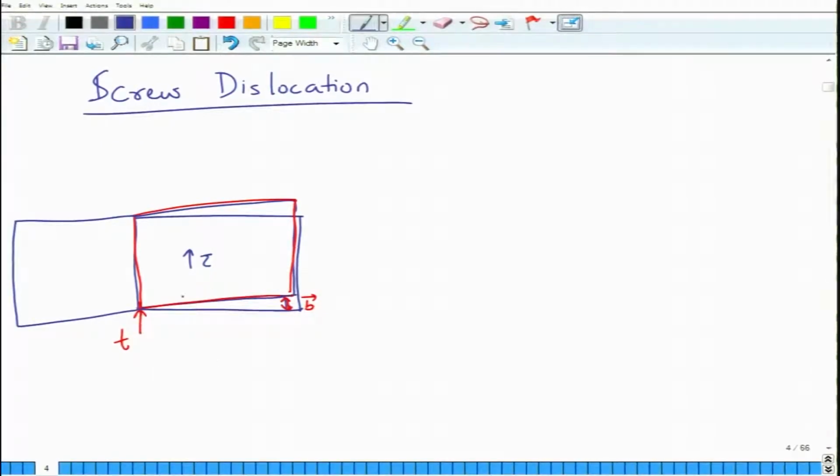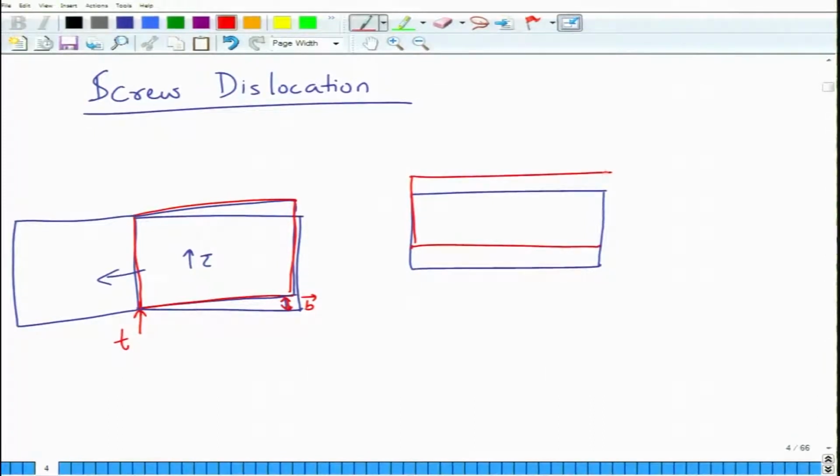So when you apply stress, this dislocation line will move in this direction, okay, eventually giving you a step, which is like, so this is the top part and the bottom part will be like this, or this is the top part and that is the bottom part. So this is a step that you create, one step here, another step there, okay, after the application of stress.